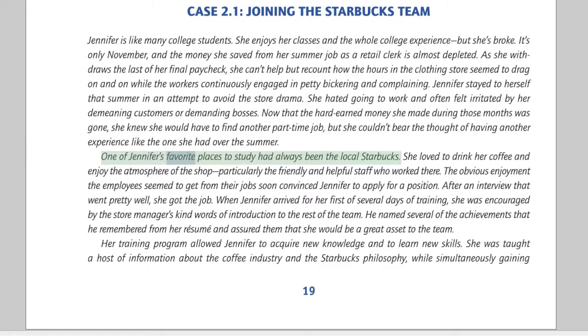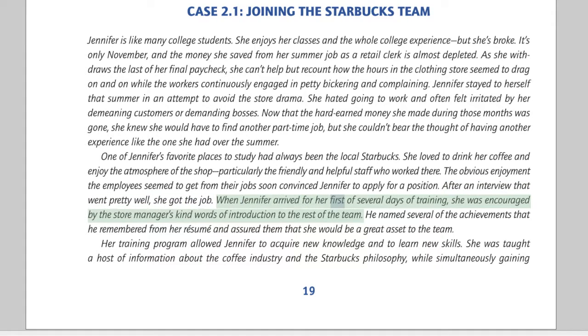One of Jennifer's favorite places to study had always been the local Starbucks. She loved to drink her coffee, and enjoyed the atmosphere of the shop, particularly the friendly and helpful staff who worked there. The obvious enjoyment the employees seemed to get from their jobs soon convinced Jennifer to apply for a position. After an interview that went pretty well, she got the job.